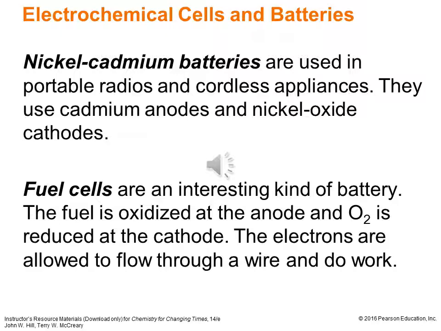Fuel cells are another interesting electrical energy device. They're not technically a battery because there's usually just the one cell, but if you think of a fuel cell, the fuel is oxidized at the anode, and the oxygen from the air is reduced at the cathode. And so the electrons are flowing through a wire to do work, but you're able to go quite a while as long as you have a lot of that fuel to be oxidized.